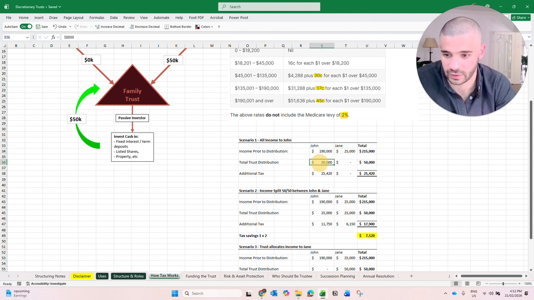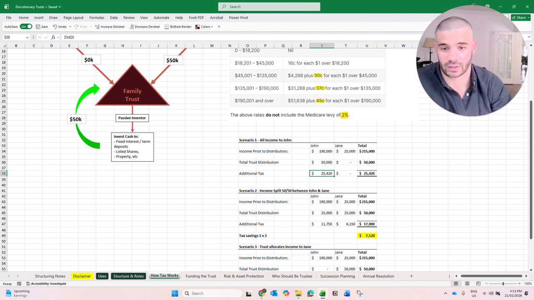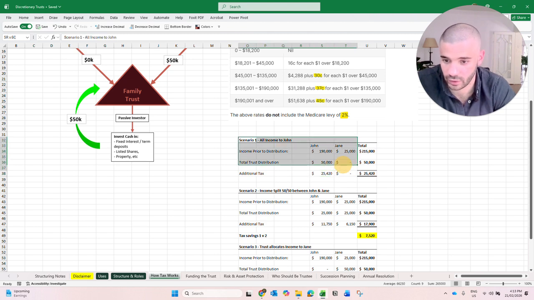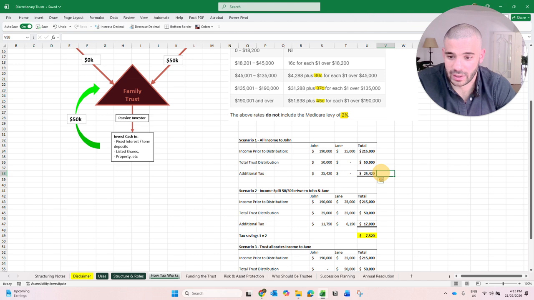If we give the full 50 to John, his additional tax on that 50 is just over $25,000, which is about 47%, and it's a little bit extra in this case because he gets lumped with this other tax called Division 293, which is an extra tax on his super for anyone who earns over $250,000, including their super. We're not going to go into that in detail, but basically it means he pays the 47% plus a bit extra as well. You can see it's more than half. Okay, so in scenario 1, this is the worst scenario. We are paying $25,000 worth of tax on $50,000.